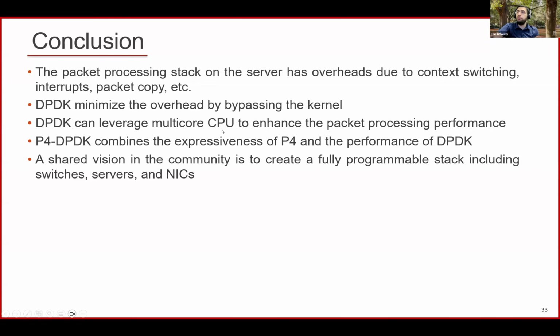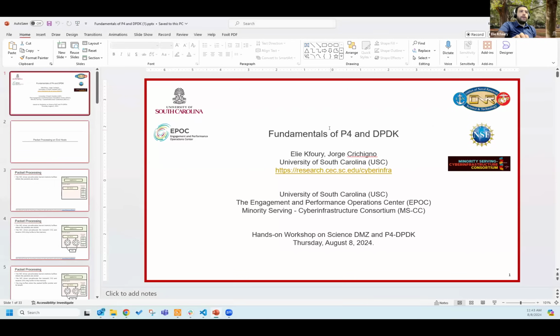We can leverage multi-core CPUs. If you have multiple cores on your server, you can leverage them all and have them pinned just to execute this packet processing. P4-DPDK is a project that allows us to write P4 and then leverage the performance of DPDK. And eventually, P4 is being used with multiple devices, and there might be some shift in the networking industry where everything is programmable, and P4 can be a great option to achieve that vision.